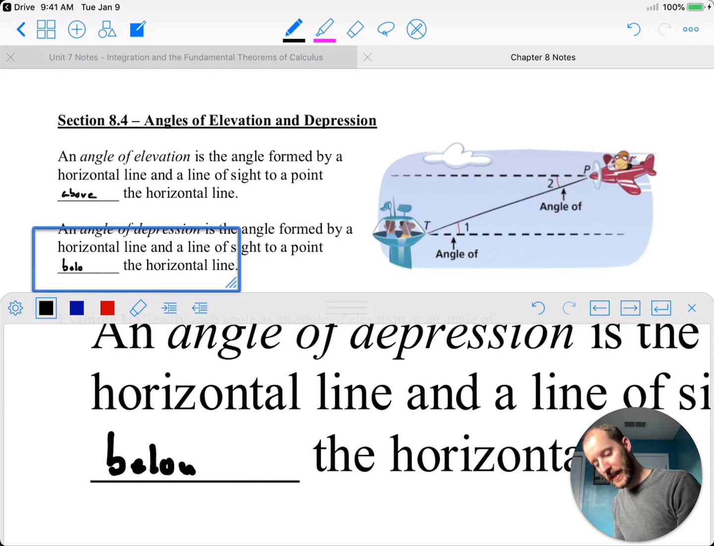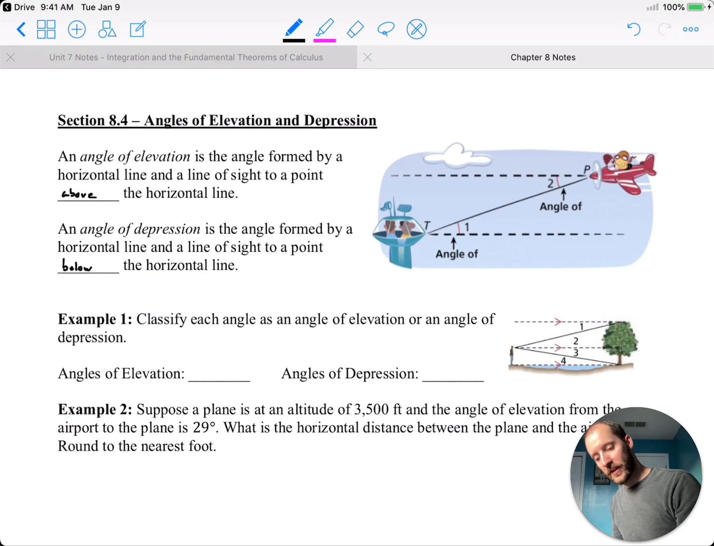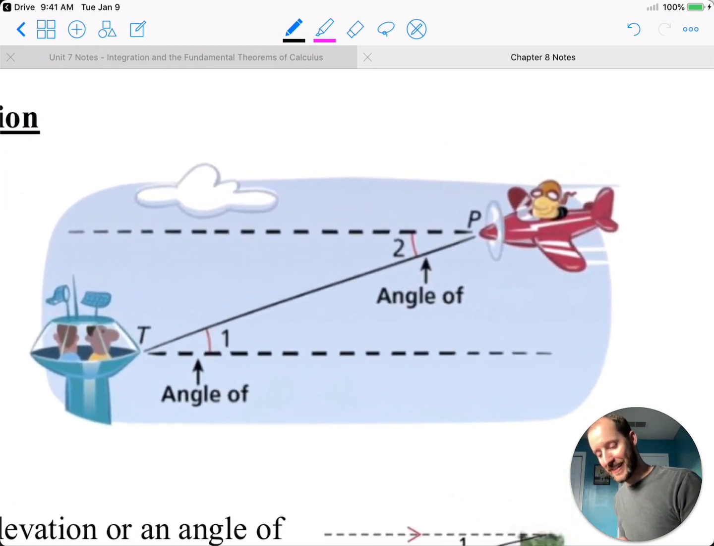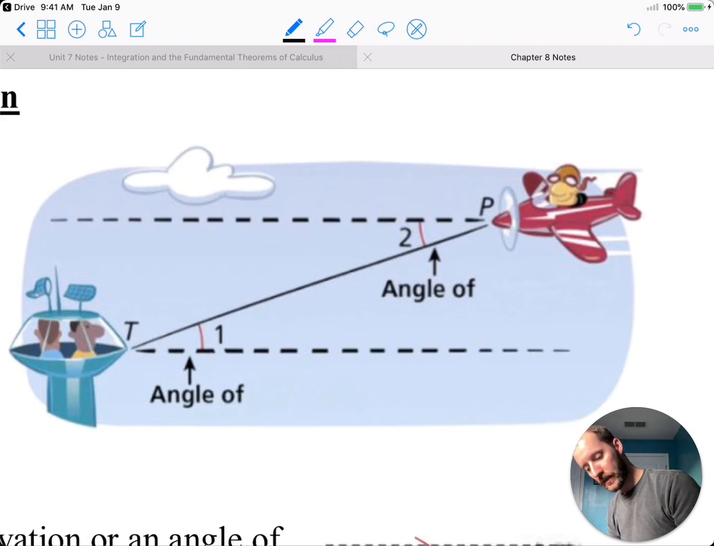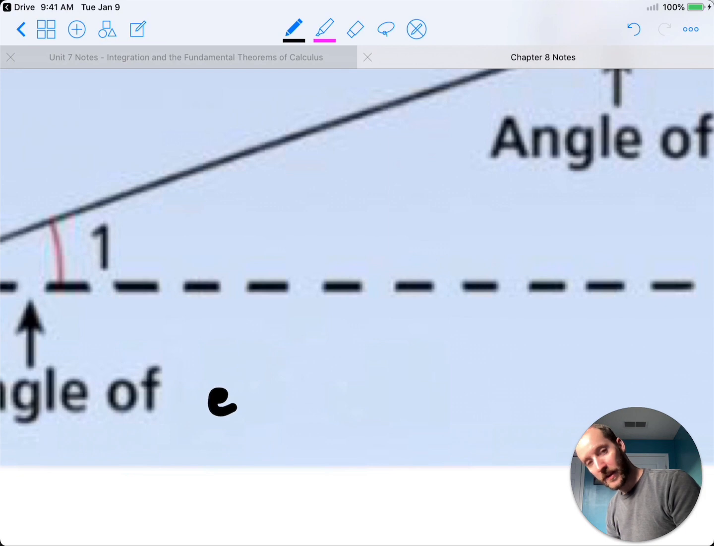So going back over here to our hyper-realistic drawing, the people in the control tower, if they look at the horizon just straight ahead, that forms a horizontal line, okay? So look straight ahead, horizontal line. To look at the plane, they have to look up above the horizontal. They have to elevate their head. So that forms an angle of elevation.